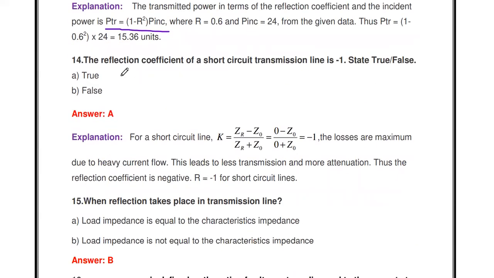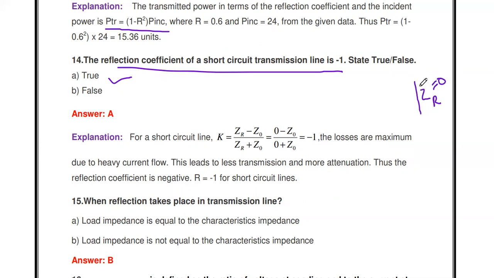The next one: the reflection coefficient of a short circuit transmission line is -1. True or false? Okay, it's true. What is meant by a short circuit transmission line? For a short circuit transmission line, the load impedance ZR is equal to 0. Under short circuited condition, the load impedance is equal to 0.